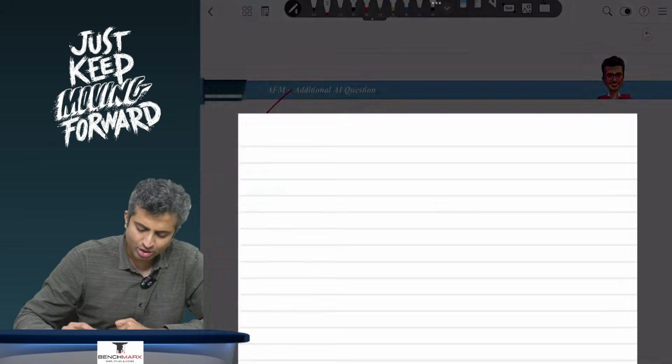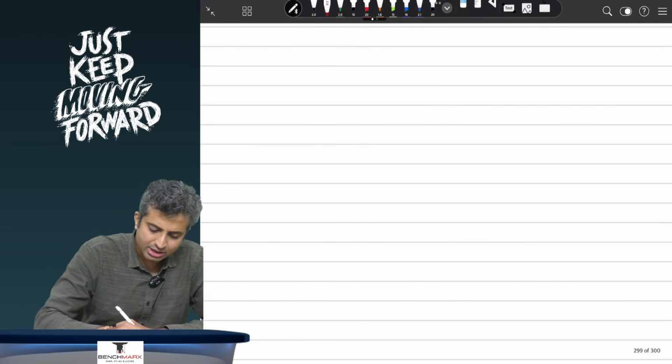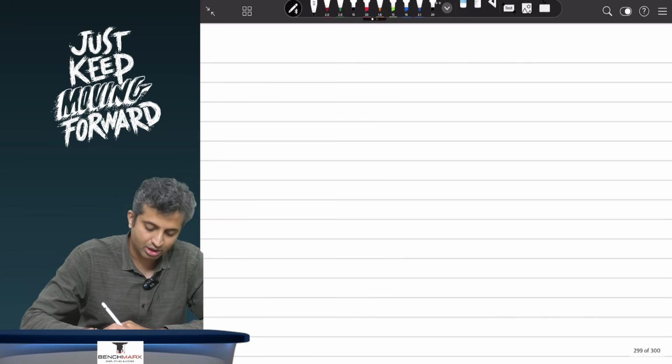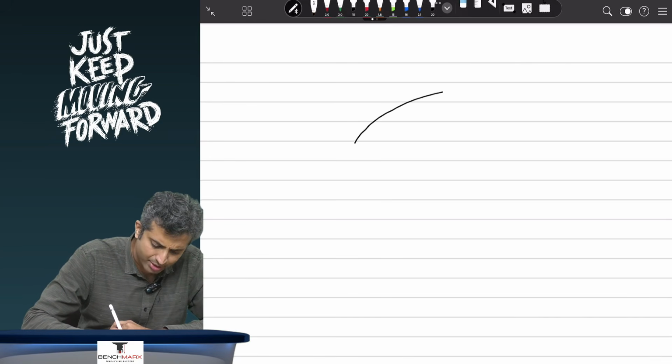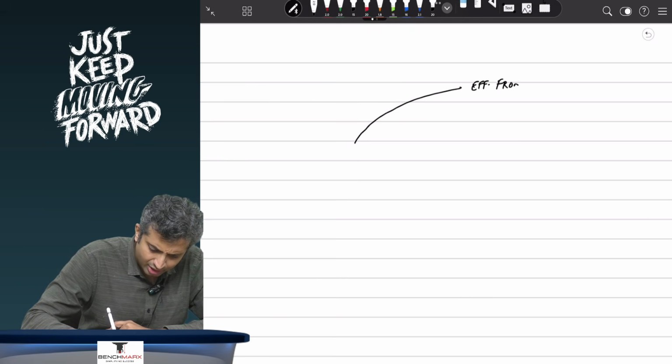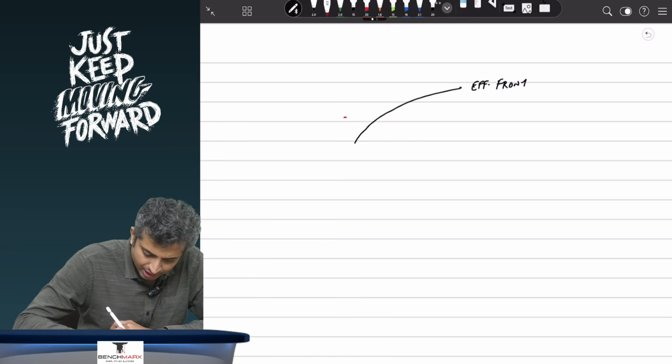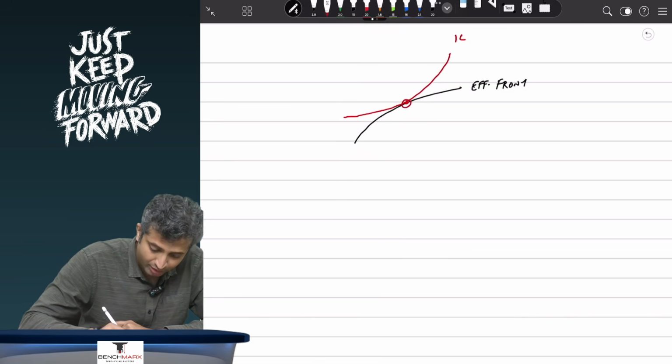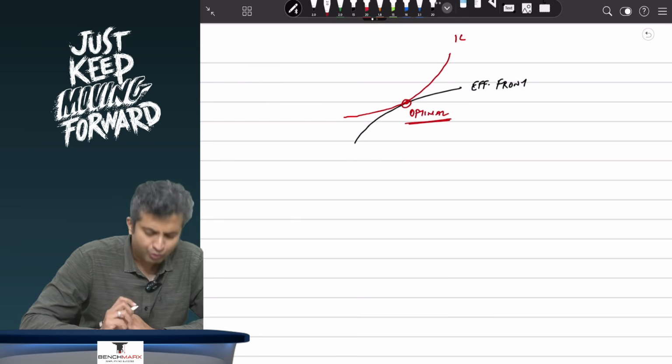So over here, when we discussed the efficient frontier, we said that this is the combination, and let's say this is your efficient frontier. Considering your risk-taking capability, you'll have an indifference curve. So one of the indifference curves intersects, and this portfolio over here will ideally be your optimal portfolio.